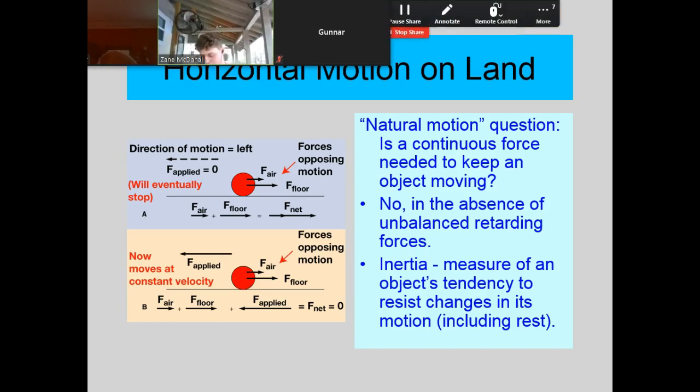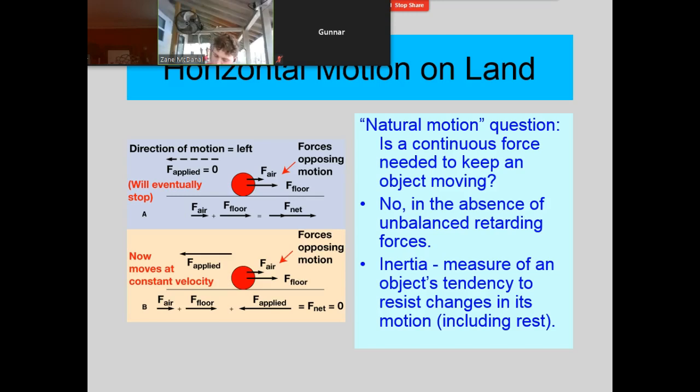Galileo called the behavior of matter that causes it to persist in its initial state of motion inertia, the measure of an object's tendency to resist changes in its motion. Now, that includes at rest. If something's at rest, it's going to tend to stay at rest unless you apply a force to it. There has to be some force applied.